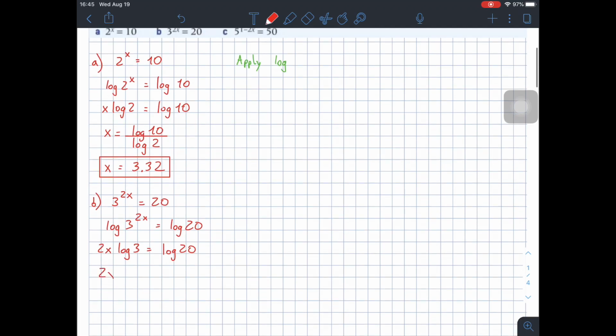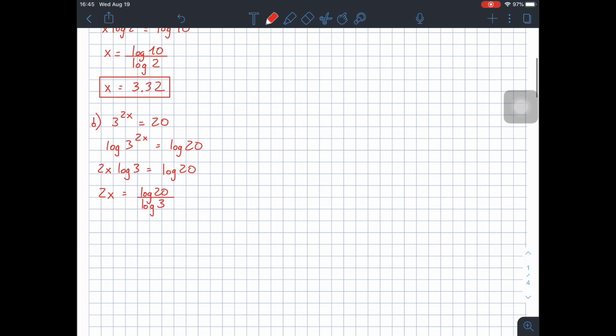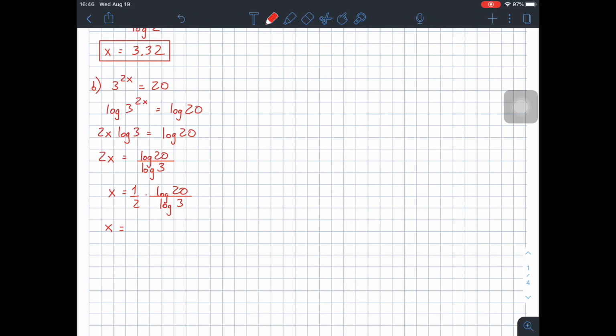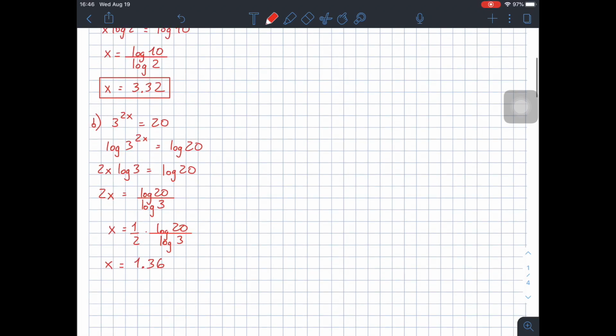So then I can say that 2x is equal to log of 20 divided by log of 3. So finally, in order to solve for x, we need to take this 2 dividing to the right side, and we're going to get that x is equal to, we could say that this is 1/2, right? If we take the 2 dividing, 1/2 times log of 20 divided by log of 3. And we can solve this using a calculator. We're going to say that x is equal to 1/2 times log of 20 divided by log of 3. I get an answer of 1.36. So x is equal to 1.36. So this is the result, right?